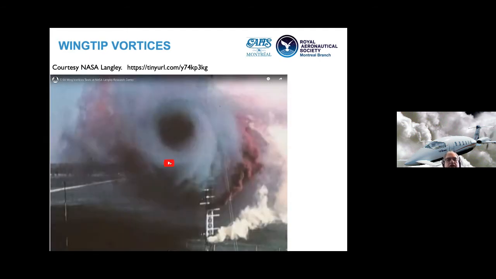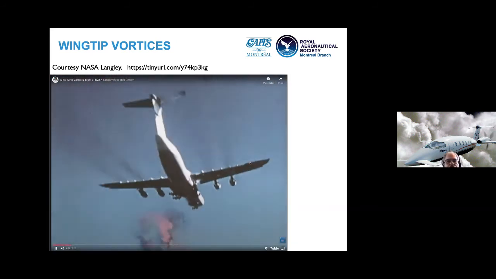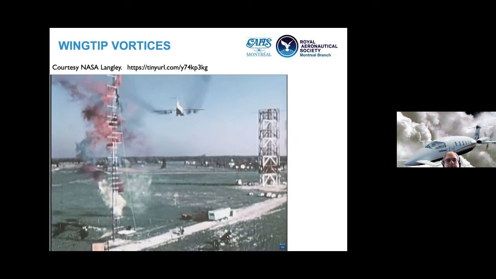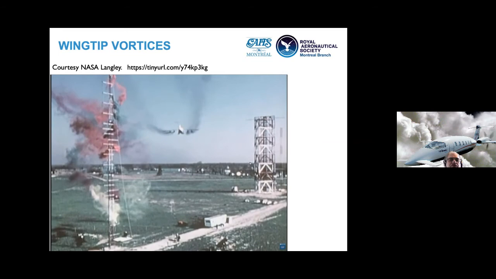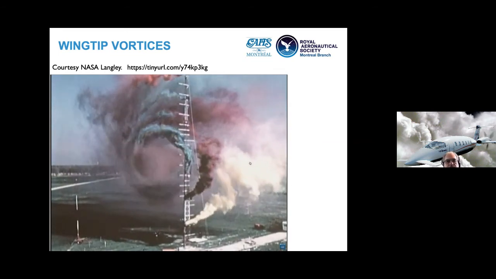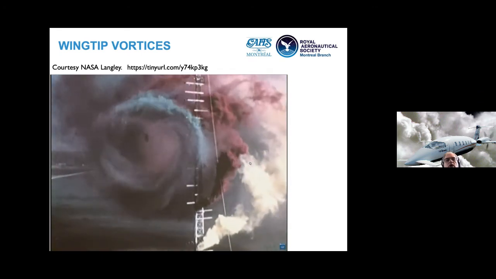Now here's a C5 flying over a mast. This is a NASA Langley video, and they've added smoke to help us visualize these vortices. I'll ask you to guess which wing are we seeing the vortex off here. Well, it curls from high pressure to low pressure. It's got to be going around the right wing.